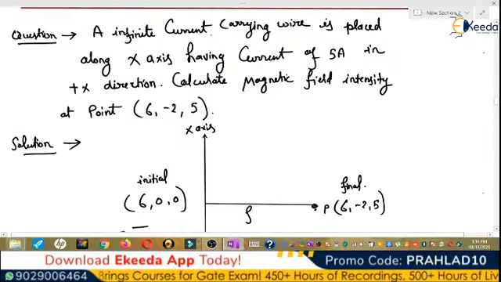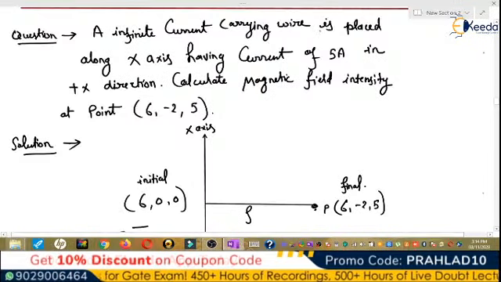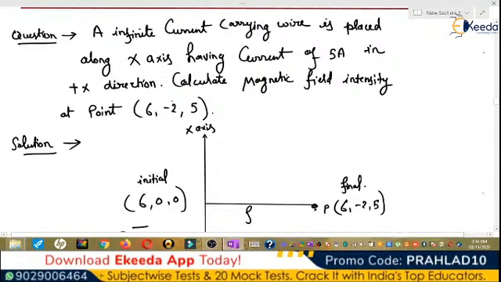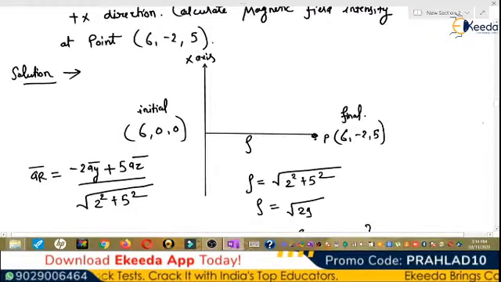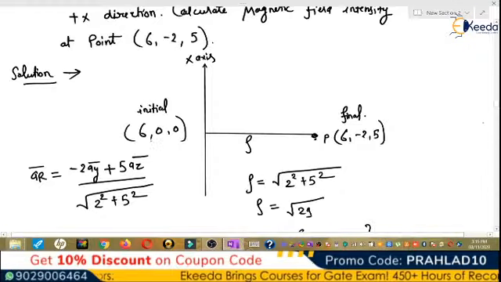One more question. An infinite current carrying wire is placed along the x-axis having a current of 5 ampere in the plus x direction. Calculate the magnetic field intensity at point (6, -2, 5). So current is flowing along the x-axis, and we have to calculate the magnetic field at (6, -2, 5). So the initial point will be (6, 0, 0), because on the x-axis y and z both are 0.